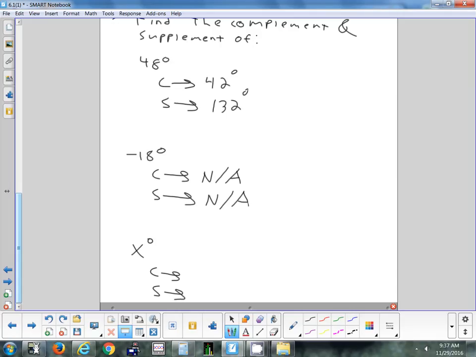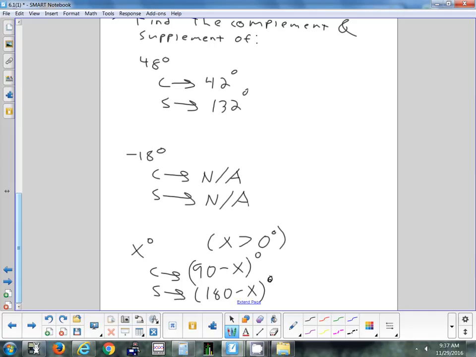How about x degrees, assuming x is greater than 0? 90 minus x. Yeah, the complement would be 90 minus x degrees, and the supplement 180 minus x. So the last one is basically just generalizing the formula. Take your angle and either subtract it from 90 or 180 to find the complement or supplement. Any questions on that?